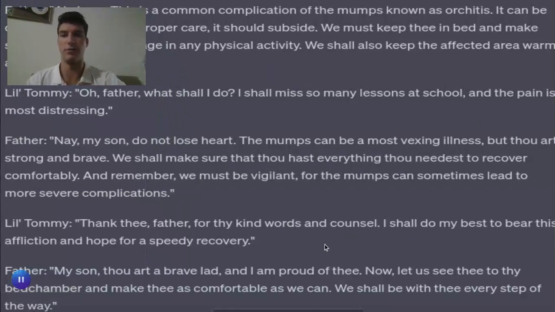So that was my reading of the father in the 1890s comforting his child with mumps. I hope that kind of opened up a window to the past for you guys and showed you how it might look if a child were to get infected with mumps back in the 1890s.